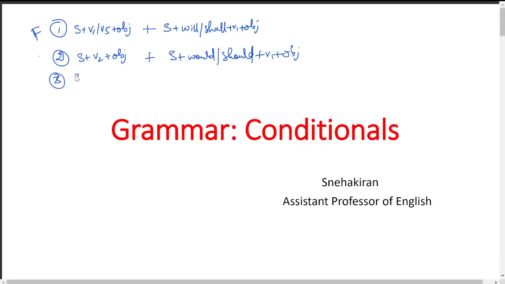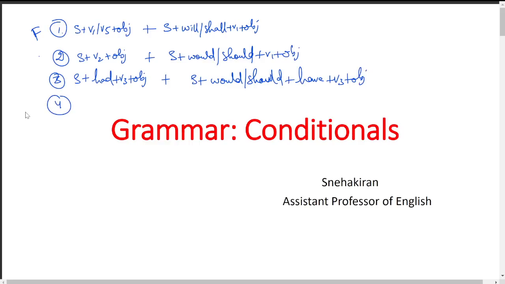Next, the third one is the unfulfilled condition. This comes with the structure of had plus V3 plus object. This is connected with the subject plus would or should plus have plus V3 plus object.